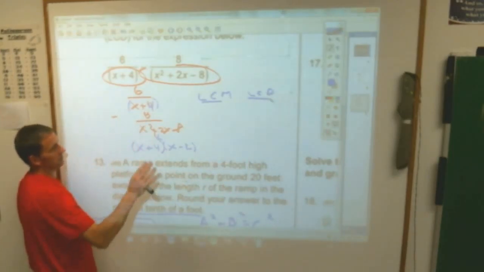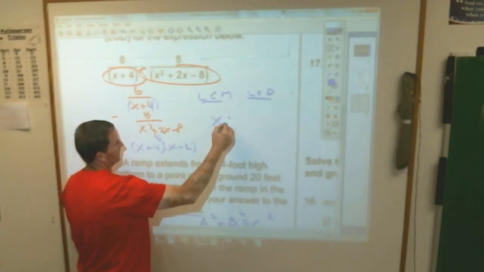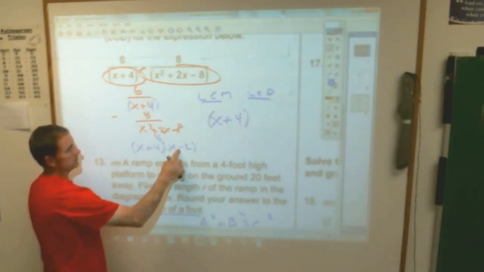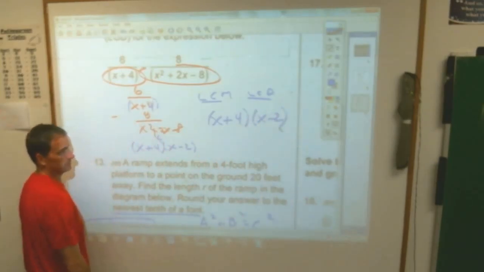Which one has the most x plus 4s? They both have 1, so you just take an x plus 4. Which group has the most x minus 2s? This one. And that is your answer.